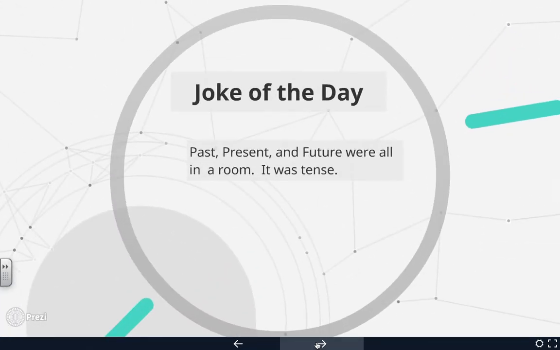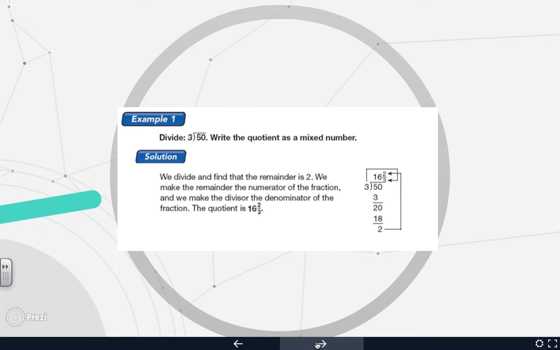All right, here's the joke of the day. This one's from Emerson. He says, the past, present, and future were all in a room. It was tense.